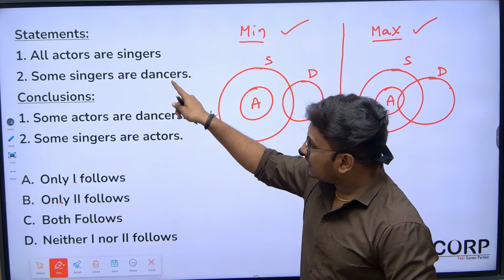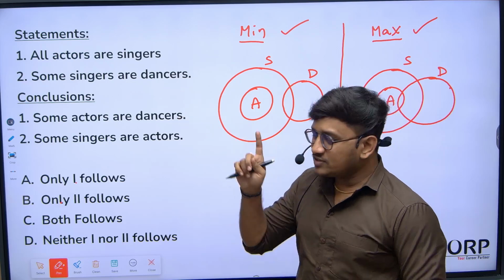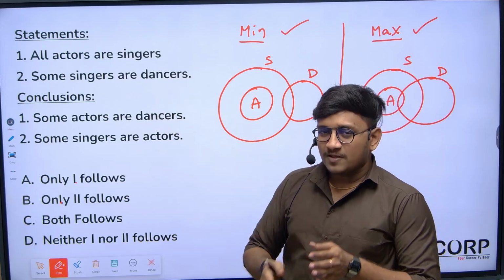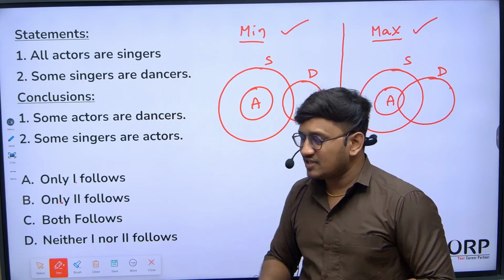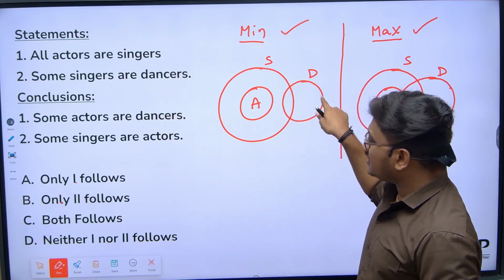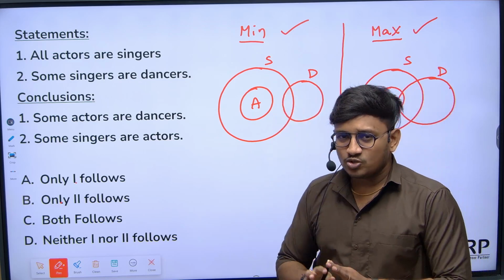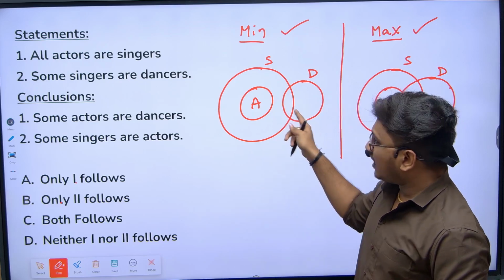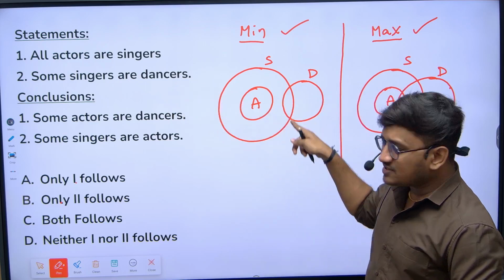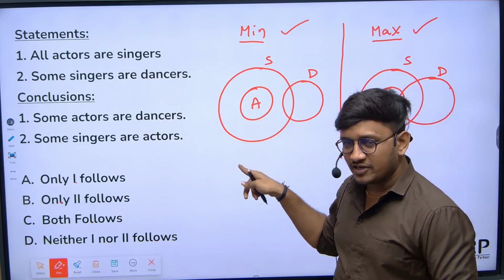Now let's cross check the second statement. The second statement is showing some singers are dancers. Now here if you observe, the singer circle and dancer circle are getting connected, so getting intersected. So I can say that some singers are dancers is correct from this particular diagram.